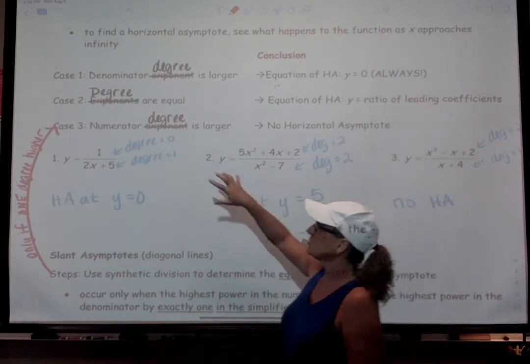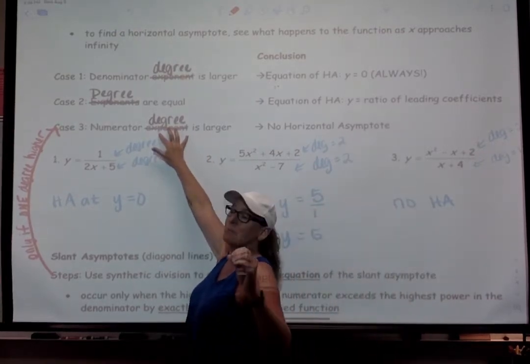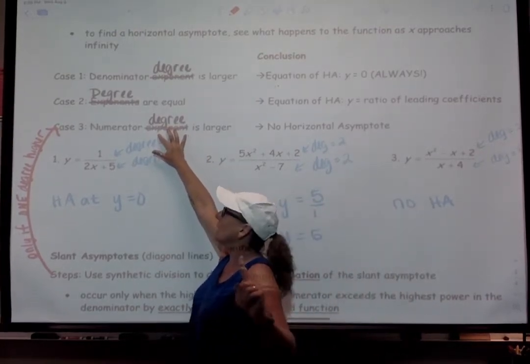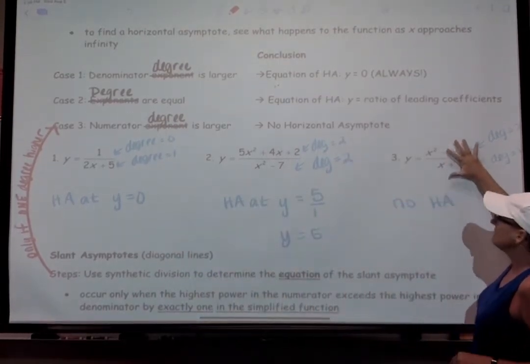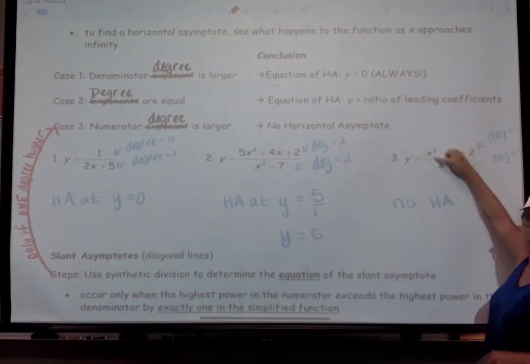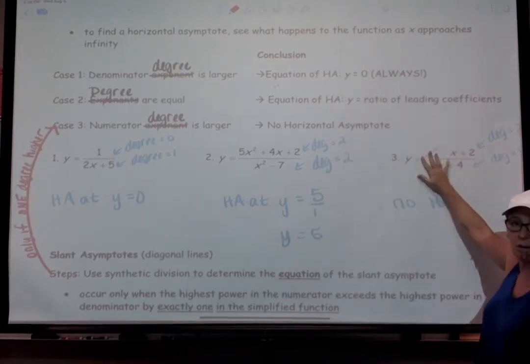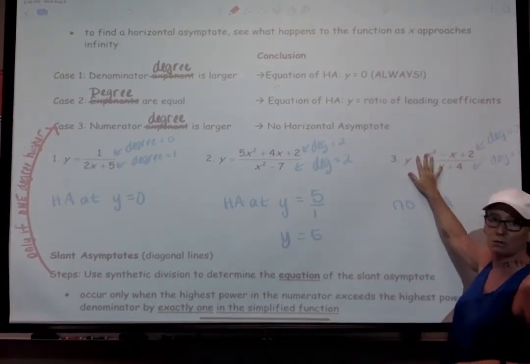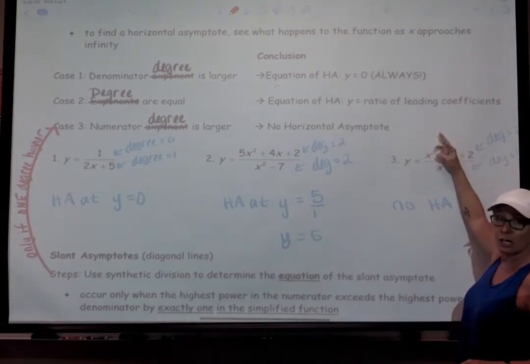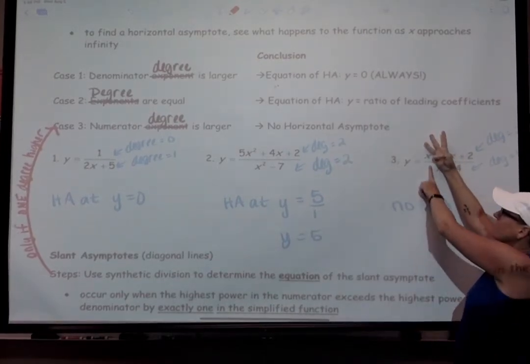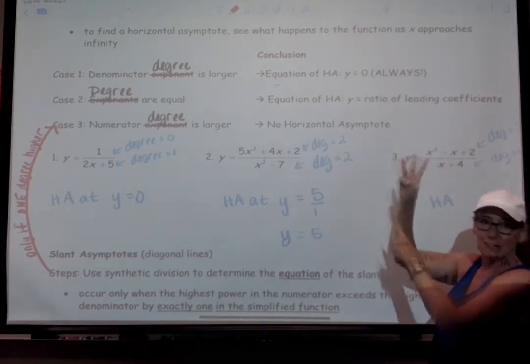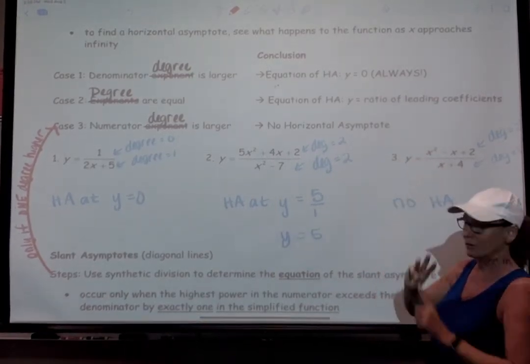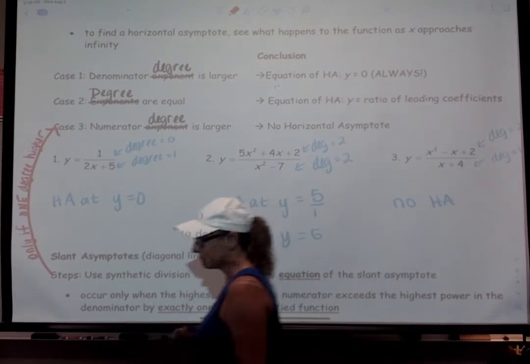And it occurs only in case number 3, but then only when you're 1 degree apart. So, yep, this is case number 3. I'm 1 degree apart. This would be a case where I would have a slant asymptote. However, if this were a cubic and a linear, I wouldn't have a slant asymptote because I'm not 1 degree apart. Okay?